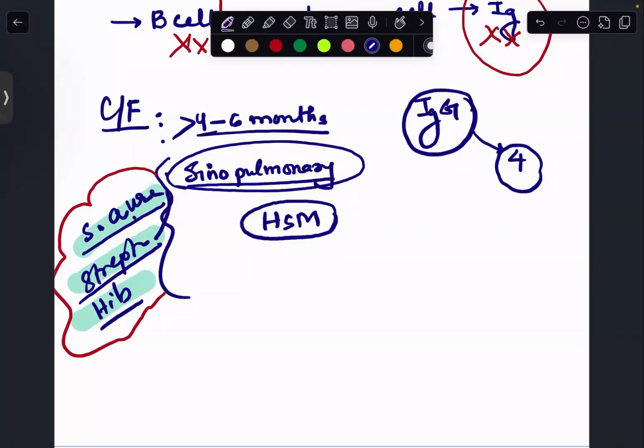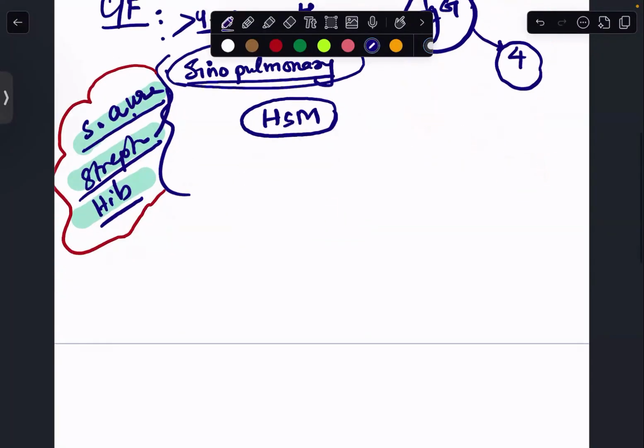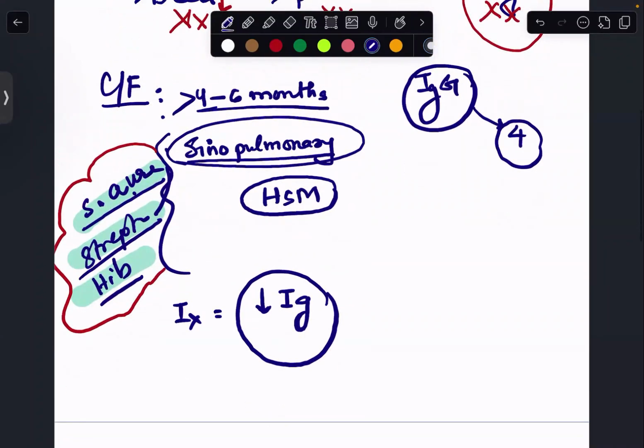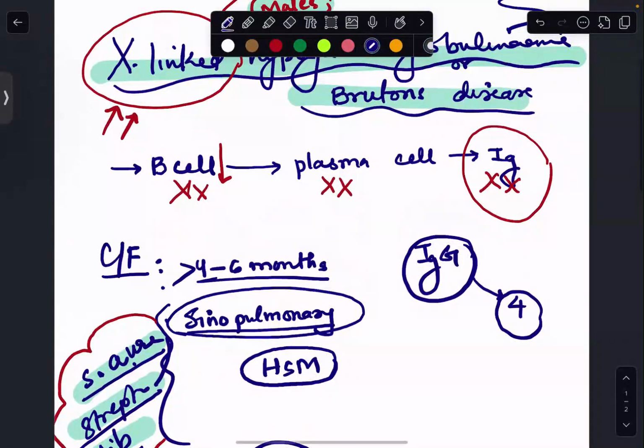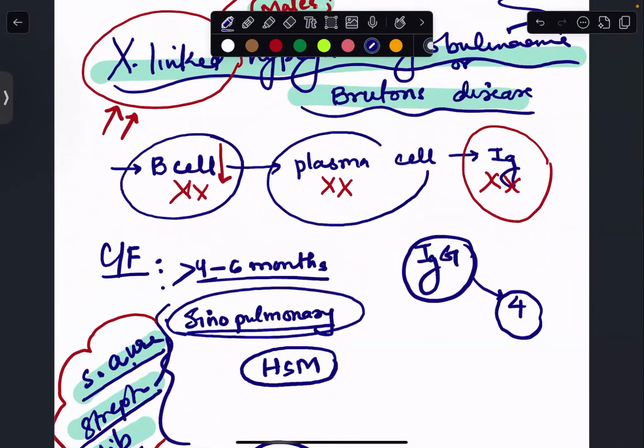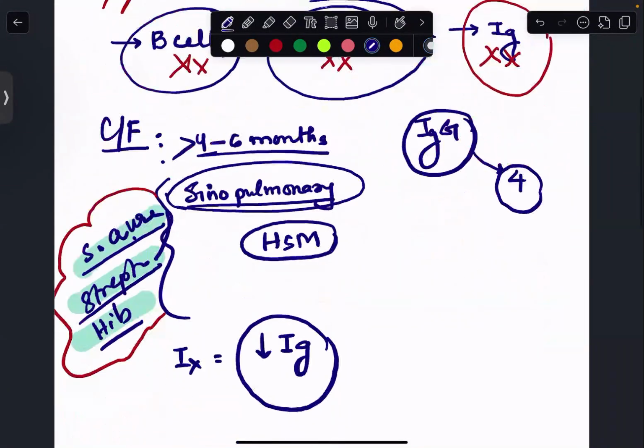Next, how will you investigate? On investigation, you're going to see that all the immunoglobulins are going to be low. All immunoglobulins will be low, not a specific one. All immunoglobulins are low because the B cell is low, so plasma cells will be low. As a result, immunoglobulins will be low.